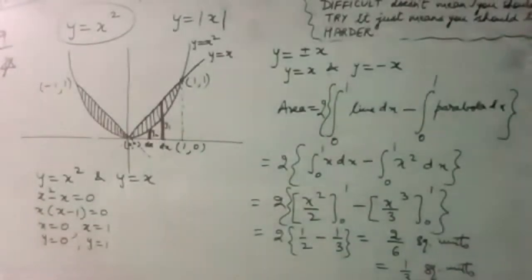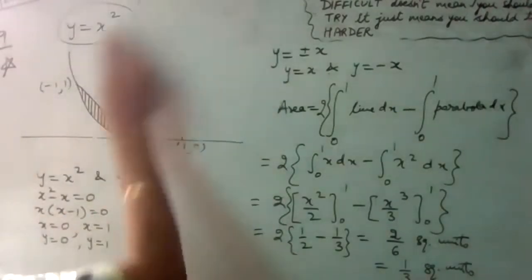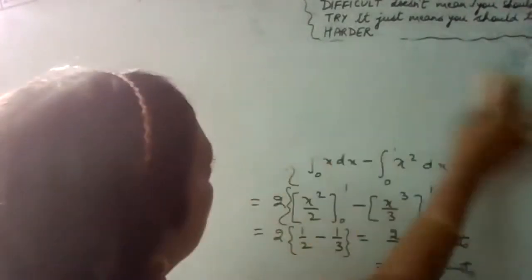Now let's take another question. We are taking area bounded by, again it is a parabola. Find the area bounded by the curve x square equal to 4y and the line x equal to 4y minus 2. This is question number 10.